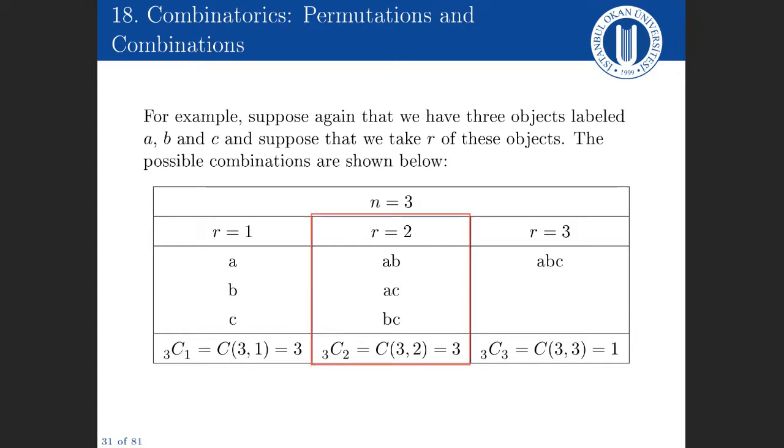What about if we choose 2 of the objects? We could have AB, AC, and BC. Remember that if the order doesn't matter, then BA is the same as AB, CA is the same as AC, and BC is the same as CB. So there's only 3 possible choices. 3 choose 2 is equal to 3. How many different ways are there of choosing 3 out of 3 if the order doesn't matter? Only 1. 3 choose 3 is equal to 1.